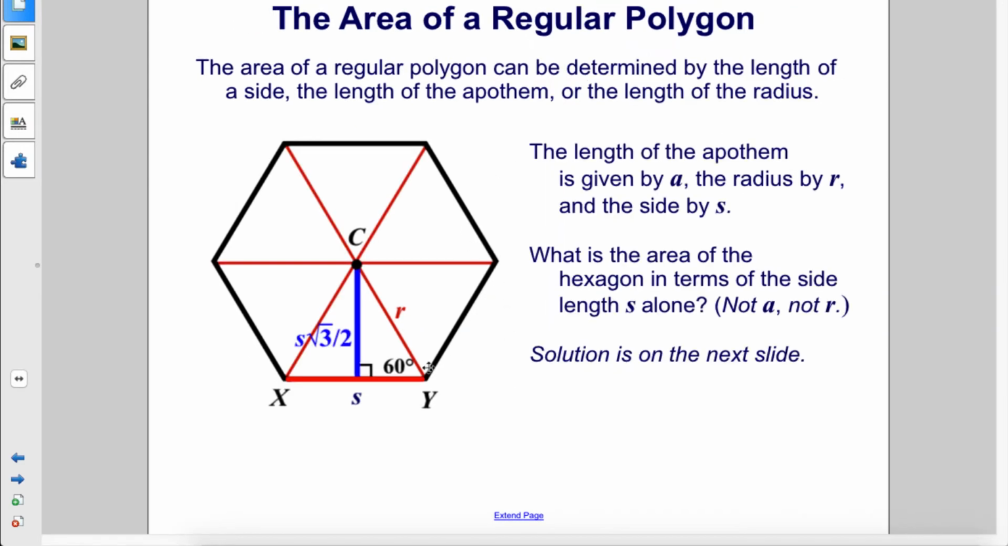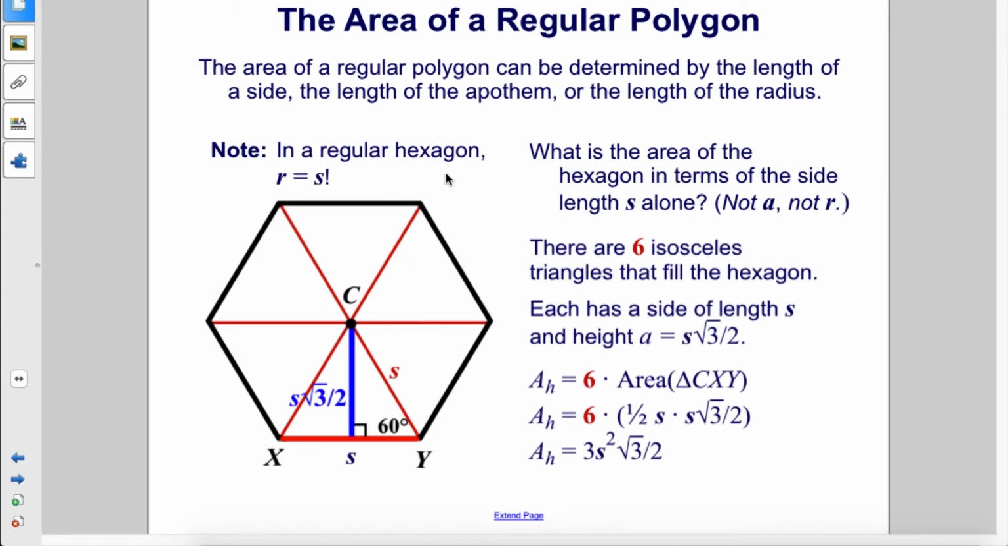The length of the apothem is given by a, lowercase a, the radius by r, and the side by s. What is the area of the hexagon in terms of the side length s alone? Not a, not r. Note, in a regular hexagon, r equals s. What is the area of the hexagon in terms of the side length s alone?